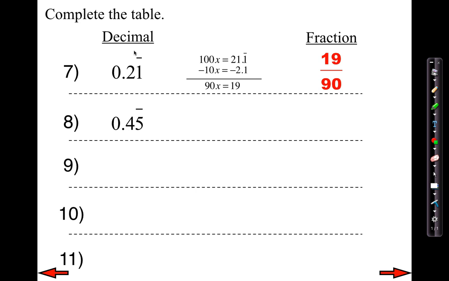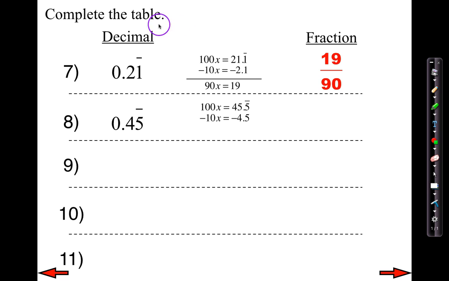Number 8, here. Go ahead and pause the video and try this one by yourself. So real quick, the 5 is the repeating decimal, so that's in the hundredths place, so you're going to multiply both by 100 first. The digit that's not repeating is the tenths place, so I'm going to go ahead and multiply both sides by 10.